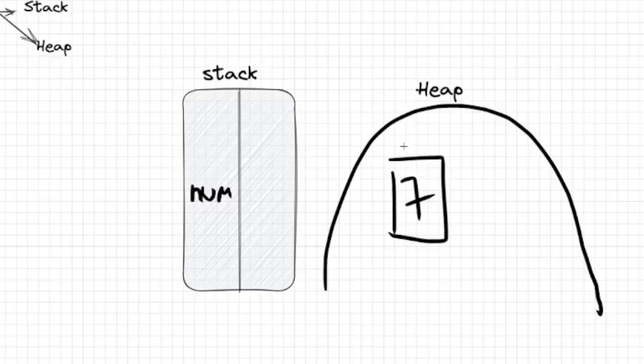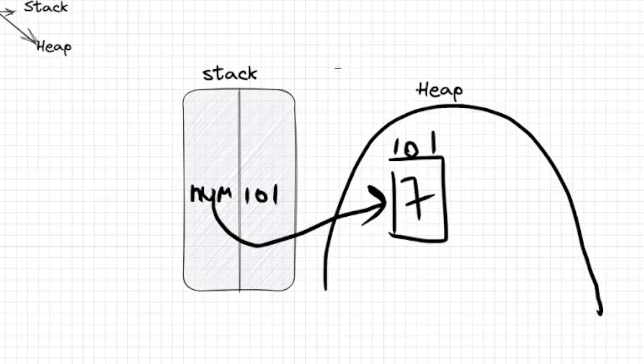Now let's assume the value 7 has an address called 101. So the num stores 101 in the stack. That means the num points to 7. The num holds the address of the variable inside the stack. So whenever we call num, it goes to this address, that is 101, and accesses the 7 and returns us the 7 from the heap memory.